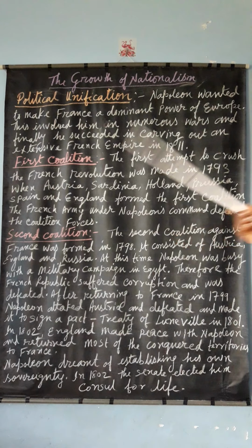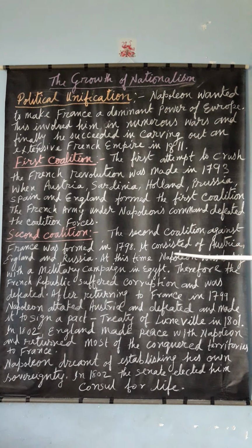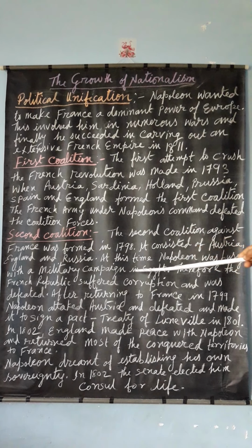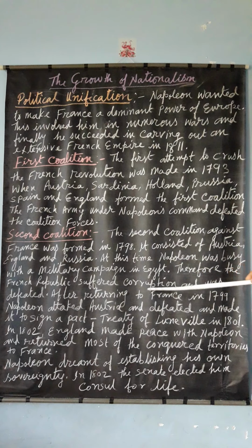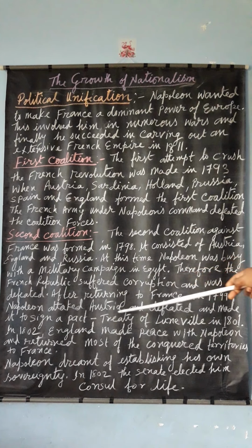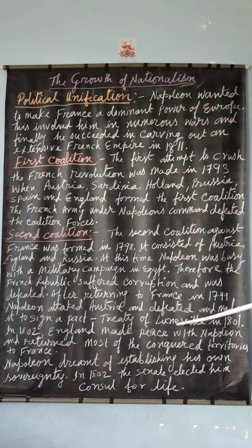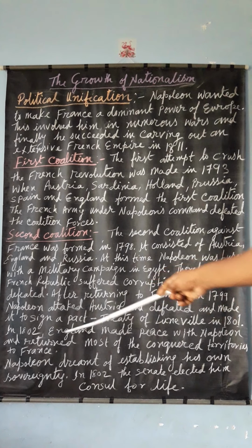Next is the second coalition. The second coalition against France was formed in 1798. It consisted of Austria, England and Russia. At this time, Napoleon was busy with a military campaign in Egypt. Therefore, the French Republic suffered corruption and was defeated. After returning to France in 1799, Napoleon attacked Austria, defeated it and made it sign a pact called the Treaty of Unification in 1801. In 1802, England made peace with Napoleon and returned most of the conquered territories to France.